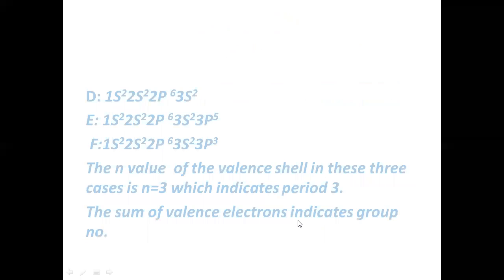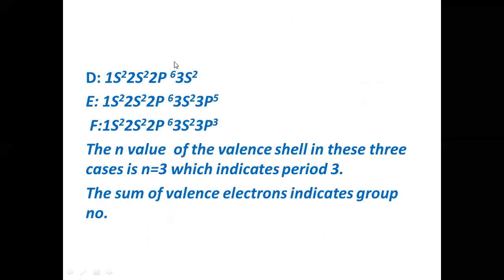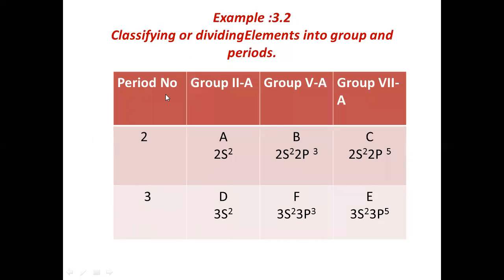For the remaining three, D, E, and F, the outermost shell is 3. It means the n value is 3, and all these elements are present in period number 3. The sum of valence electrons indicates the group number, so we can arrange them in tabular form. A, B, C belong to period number 2, and D, E, F belong to period number 3. Now, the number of valence electrons decides the group number.